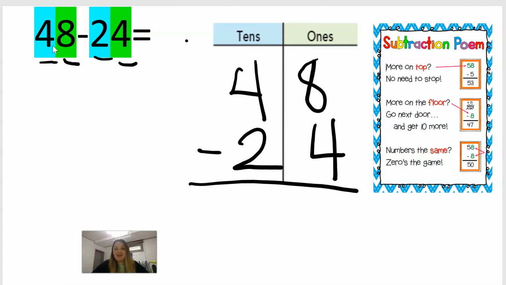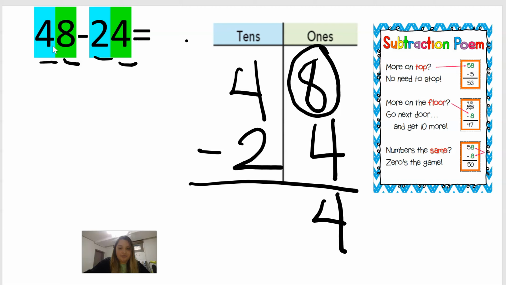Okay? Now that we are ready to subtract top to bottom, we can do our subtraction poem. More on top, no need to stop. So let's see, is there more on top? Yes! So since there's more on top, I do not have to regroup and I can go ahead and subtract. 8 minus 4 is equal to 4. And 4 minus 2 is equal to 2.